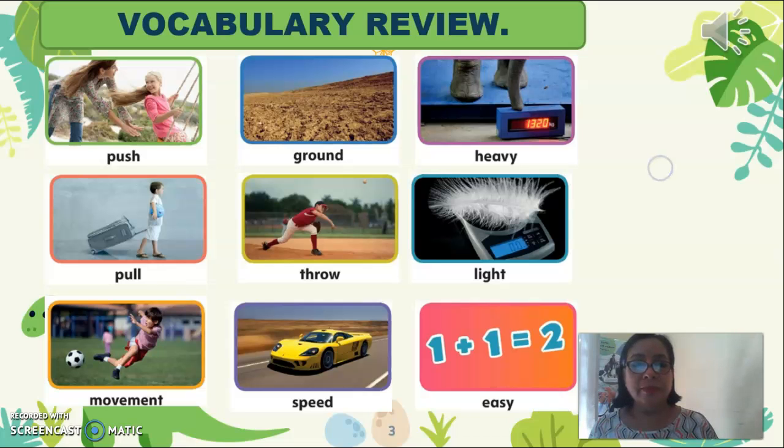Easy. Okay, you will see this vocabulary in your student book at the beginning of Unit 15, and please listen to it and review it. Let's continue.